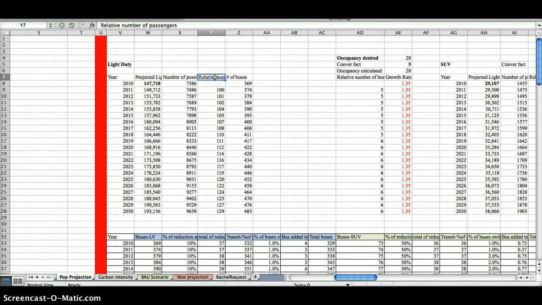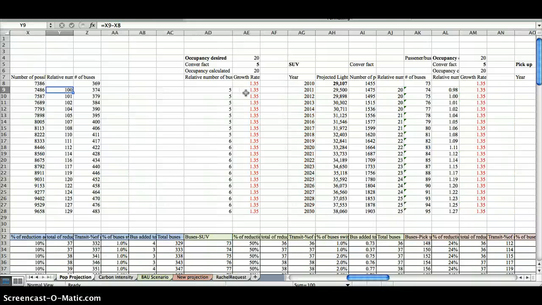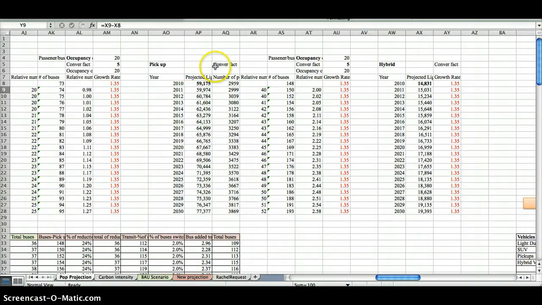I did this relative number of passengers, so we can figure out that according to this growth rate and this occupancy, we are adding 100 people in 2011, 101 people in 2012, so we can see how many people are moving through transit. Additionally, the number of buses that these people represent. So 100 people will represent 374 new buses for Lexington. And likewise, I did it for SUVs and for pickups.